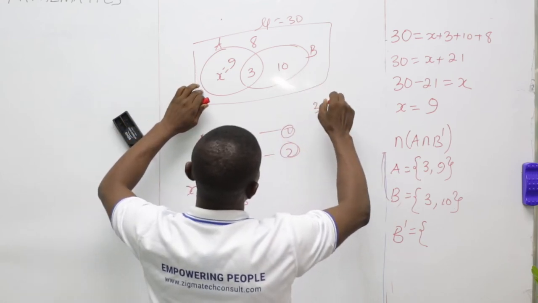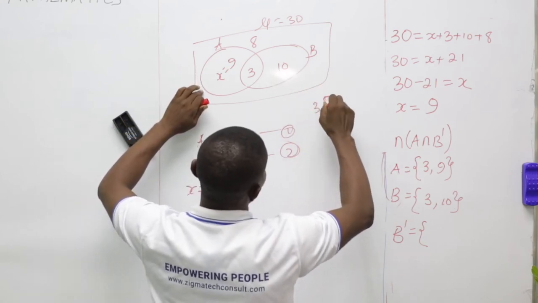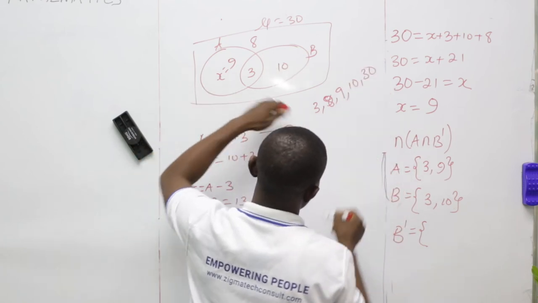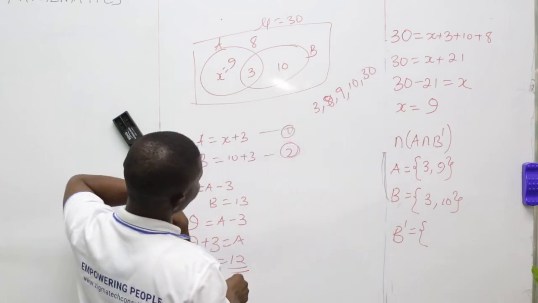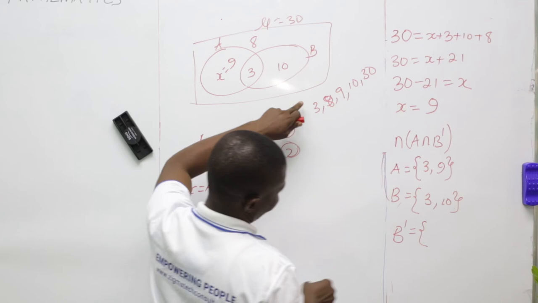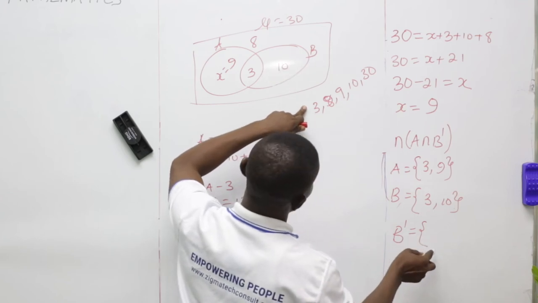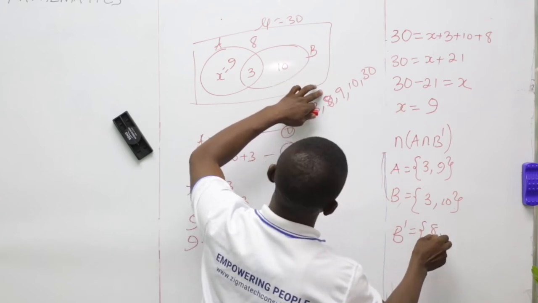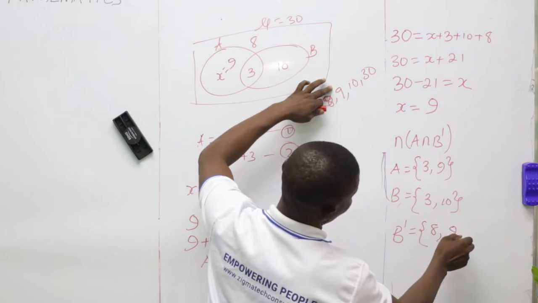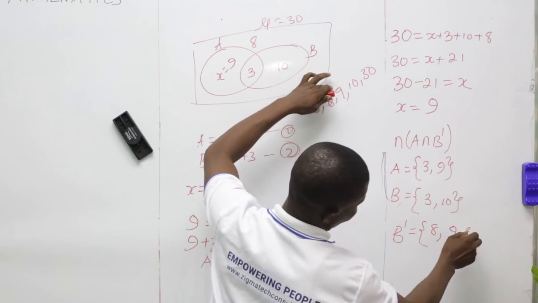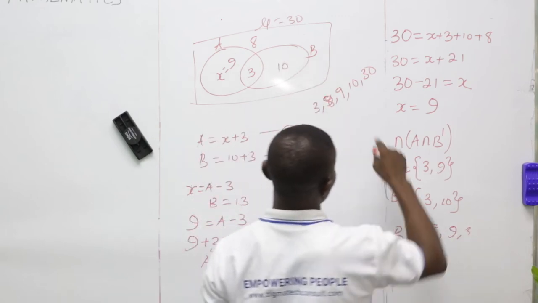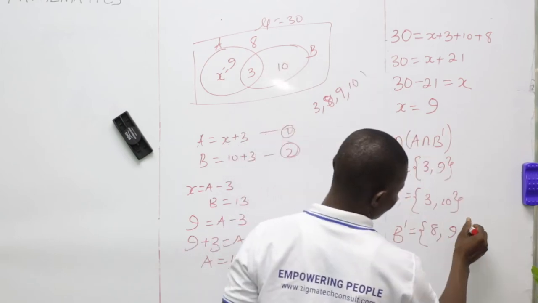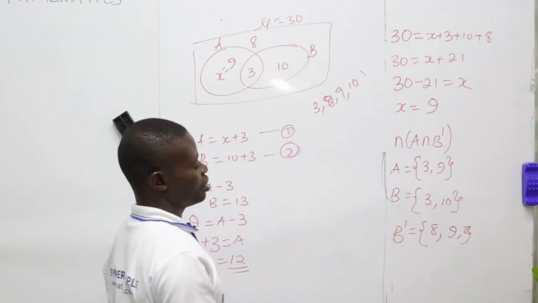I have 3, I have 9, I have 8, I have 9, I have 10. The universal set is 30. So the complement of B is what? I have 3, I have 10, that's 8 and 9. 30 is the total number that is involved. 8 and 9 is the prime.